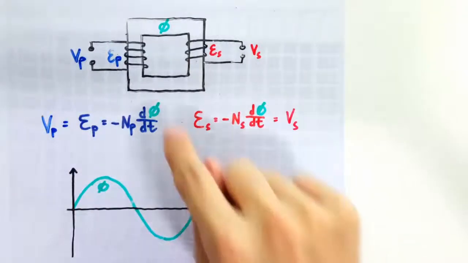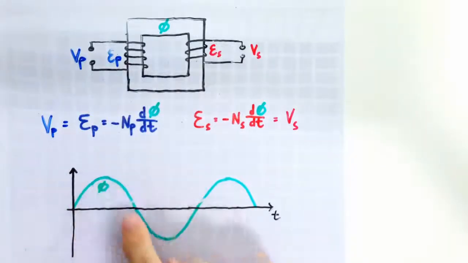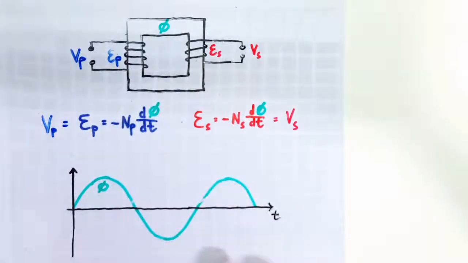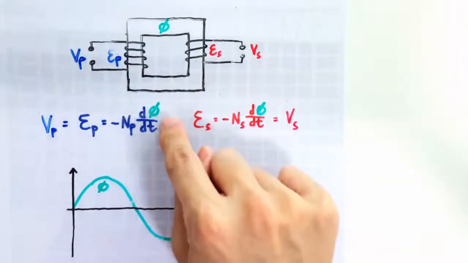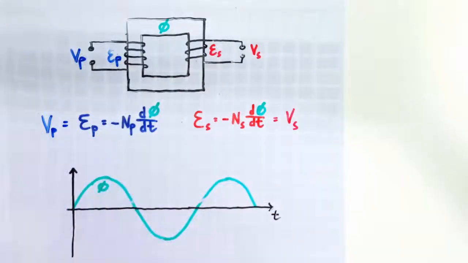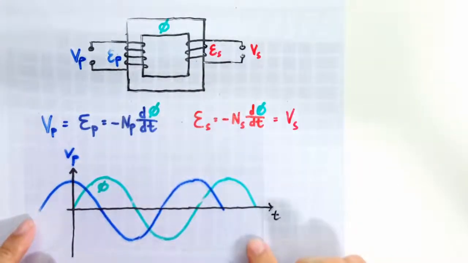Okay, let's say the magnetic flux is a sinusoidal graph. When you differentiate a sine, you get a cosine. So if phi is sine, then EP and VP should be cosine. So VP's graph should look like this.